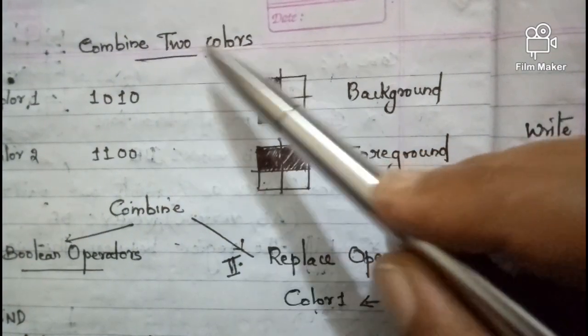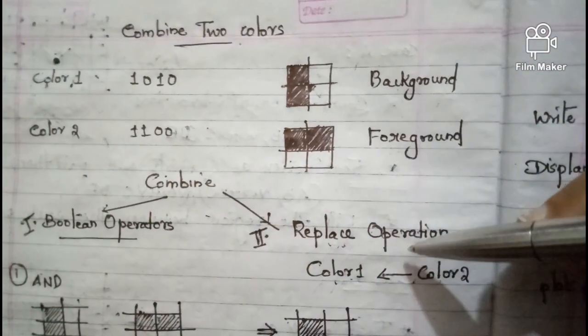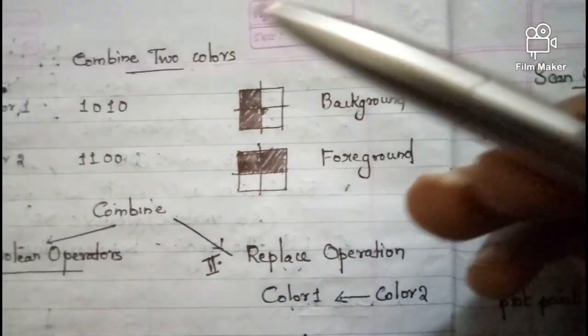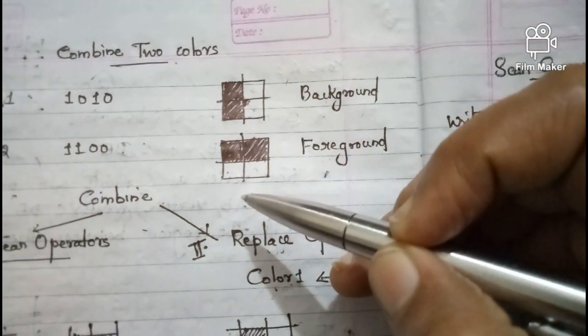So in this way, it is possible to combine two different colors either by a replace operation or by Boolean operators. Hope the concepts are all clear to you.